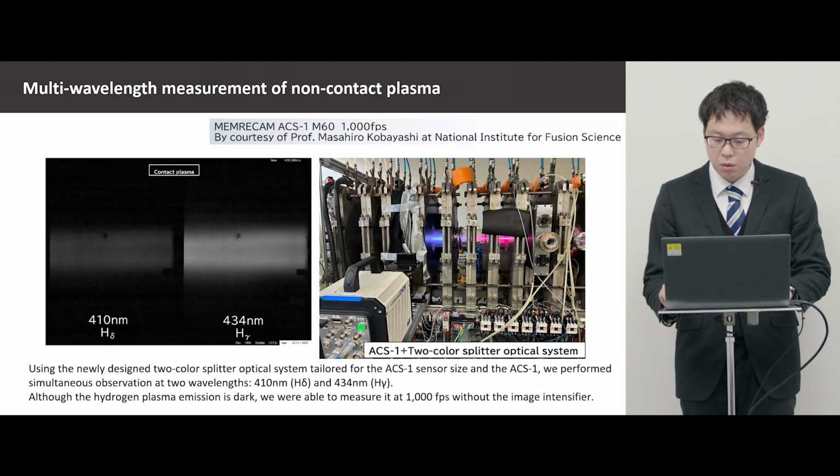This is another example of observing the state of the contact plasma using the TBD2 plasma experiment system, observed through the two-color splitter optical system. Using the newly designed two-color splitter optical system compatible with the HS1 sensor size and the HS1 itself, simultaneous observation at the 2 wavelengths 410 and 434 nanometers was performed. Although the emission from the hydrogen plasma is strong, the HS1 can measure at 1000 frames per second even without an intensifier.